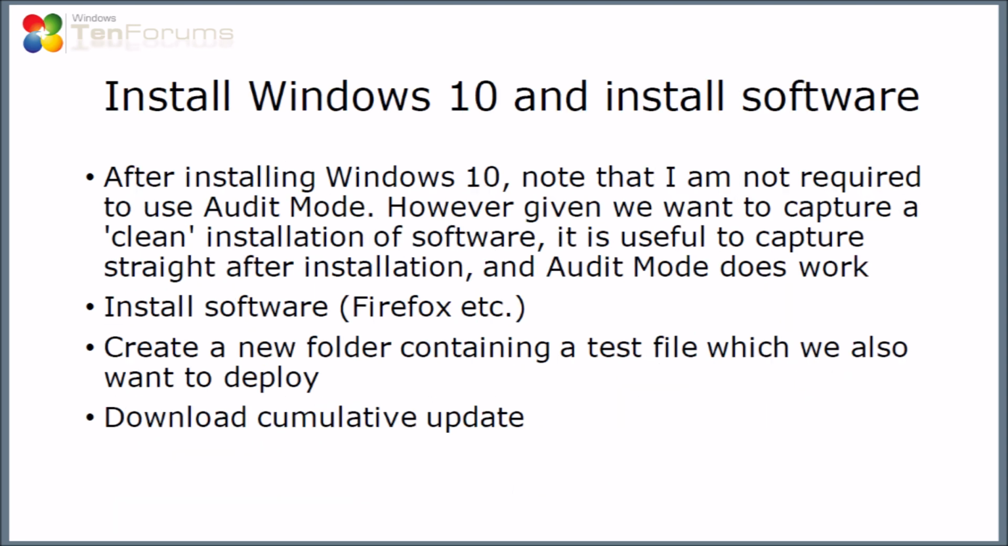So the first thing I'm going to do is to start from a machine which I've got Windows 10 clean installed onto it, and then I'm going to install some software. Note that I'm not using the audit mode which some other installation tools will use, but I do want to capture a clean installation on the machine, so it is quite useful to capture it straight after installation, and you could use audit mode if you want to. Then I'm going to install software including things like Firefox. I'm also going to create a new folder containing a test text file which I want to deploy. And then I'm also going to download a cumulative update.